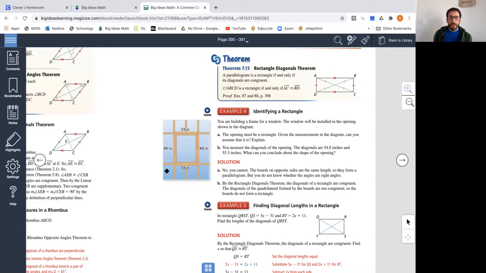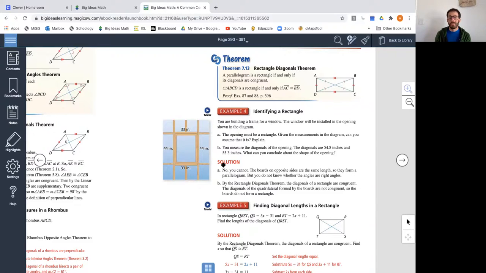So we know this about the window: 33 inches on top and bottom, 44 inches left and right. So what do we know? The opening must be a rectangle. Given the measurements in the diagram, can you assume that it is? Okay, so we know we need to make the opening a rectangle, but knowing that opposite sides are congruent, can we say it is definitely a rectangle? And of course, we can look at the solution.